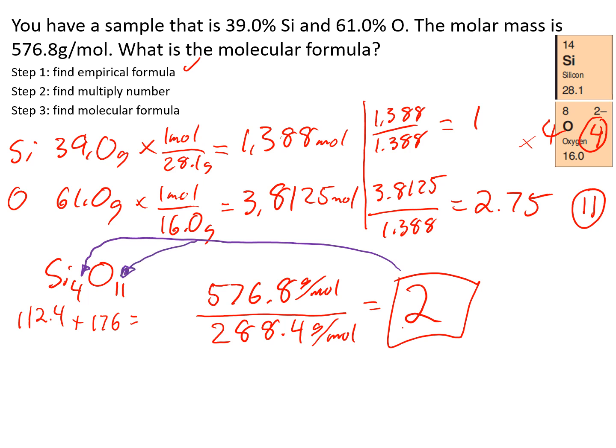Okay, here's a little pro tip. If this didn't come out to a whole number, you did something wrong, and you should probably start over again. But this did come out to a perfectly whole number, so I am confident I did it right. And so Si is going to be, well, 4 times 2 is 8, and O is 11, oxygen is 11, times 2 is 22. Okay, and that is now my molecular formula.